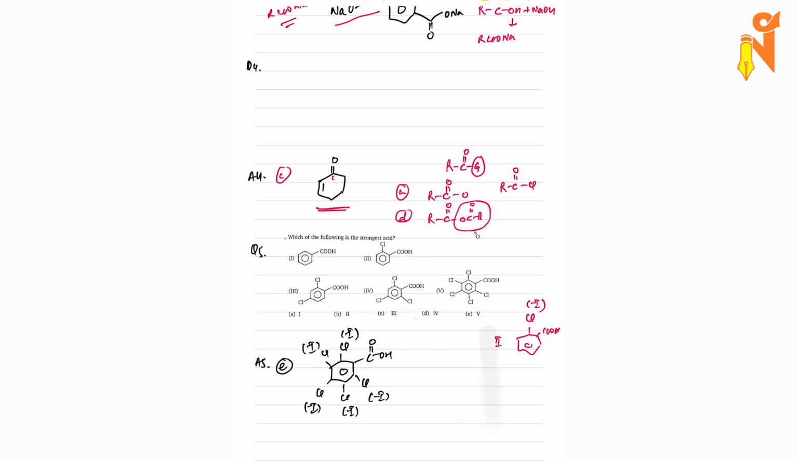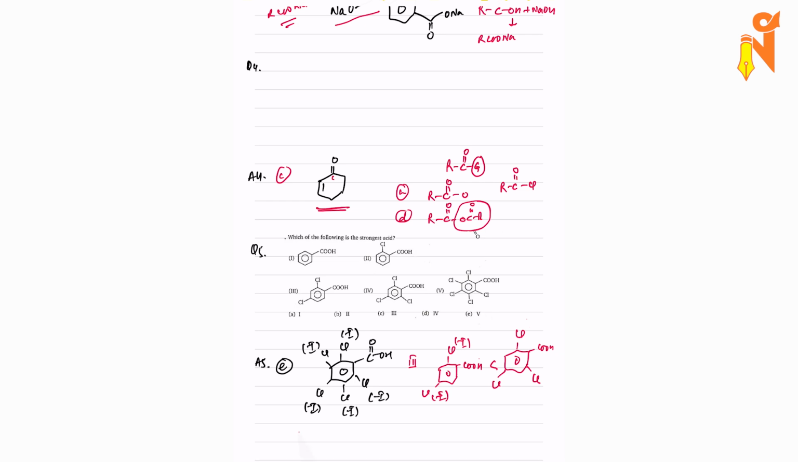Okay. Now come to compound number three. We have Cl, Cl and COOH, -I and -I. Definitely both are withdrawing. Hence, third one is a stronger acid than the second one. So second one is again out of the picture. So far third one is the stronger. Now compare it with fourth. In case of fourth, we have 3 chlorines here, here and here, and COOH, all 3 exhibiting -I. Definitely fourth one is stronger than the third one.